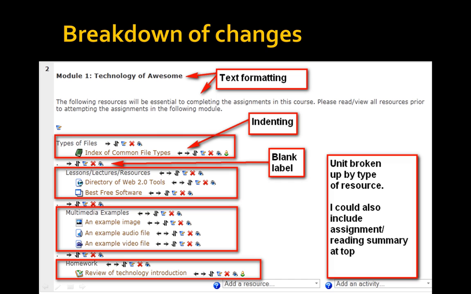And then I broke up the module, as you'll see in the red squares, by the type of resource or assignment. I could have also put a summary at the top of what they'd be expected to do. So as you'll see, the top box is a book. The second box are all the resources I want them to access. The third box is examples. And then the fourth block are the assignments they're expected to complete.